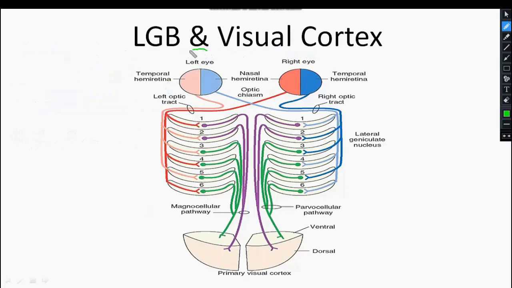Here we can see the visual field, and the retina clearly differentiated with different colors. This one is light red, this one is light blue, this one is dark red, and this one is dark blue, clear? The retina toward the nasal side is the nasal hemiretina, and the retina toward the temporal side is known as the temporal hemiretina, clear?